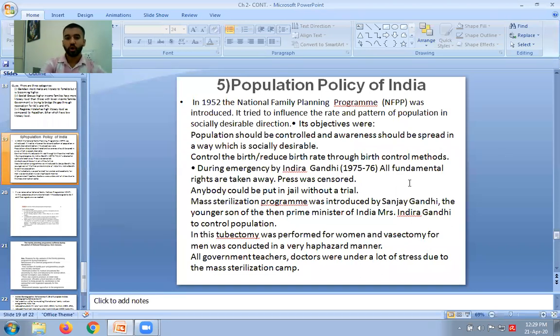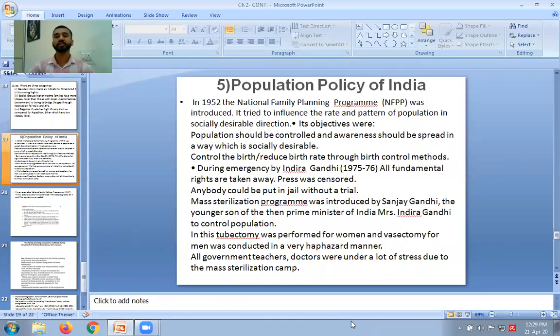I've already told you, all the fundamental rights were taken away. Press was censored. Anybody could be put in jail without a trial. A mass sterilization program was introduced by Sanjay Gandhi, the younger son of the then Prime Minister Indira Gandhi, to control population. All right. So what was happening during the emergency is that people were forcefully pushed to go for mass sterilization.